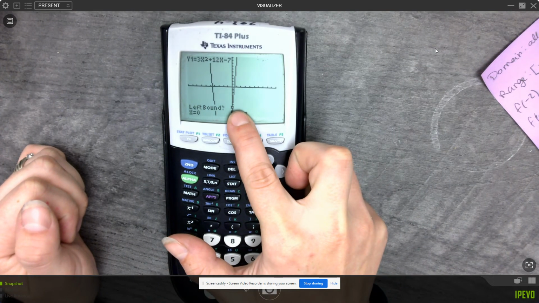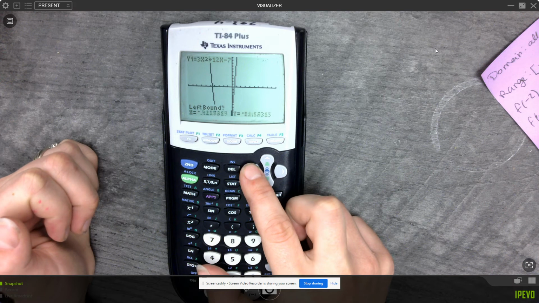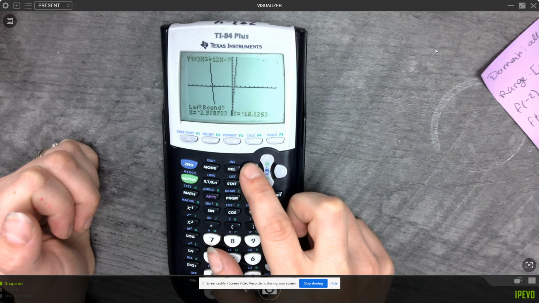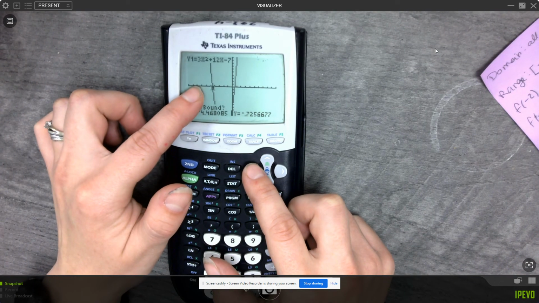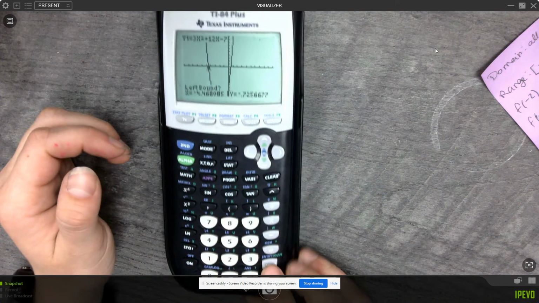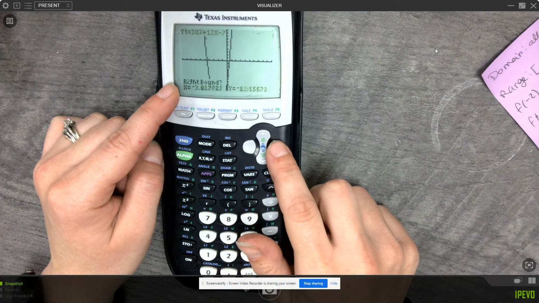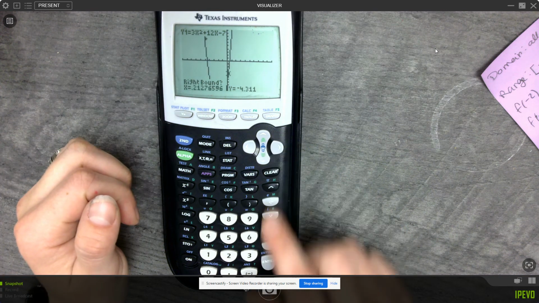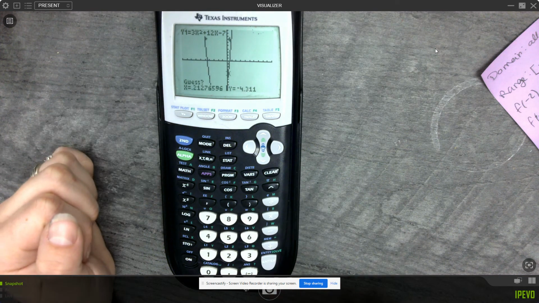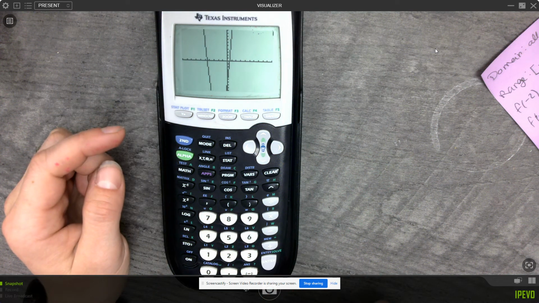If my point is somewhere down here, I need to be left of that point. See this little blinking cursor? I am not left of where I think my minimum is. So I'm just going to arrow left until I come up anywhere over here. I'm definitely left of my vertex, and I'm going to hit enter. Now I need to go to the right of it. Once I pop back up over here, anywhere over there, I'm going to hit enter. And then it just says guess, and I'm going to hit enter.